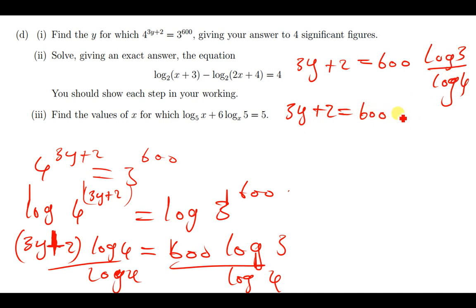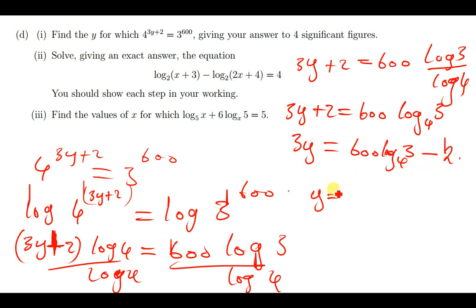Then this part can also be written as log 3 base 4. So I can take back this 600 to the top there, or if I want, I can just leave it like this. So I'll take this to the other side of the equal sign. I'm going to have 3y is equal to 600 log 3 base 4 minus 2, and then we make y the subject.